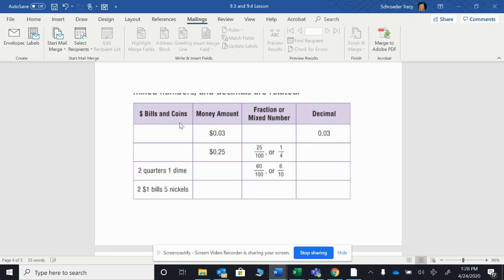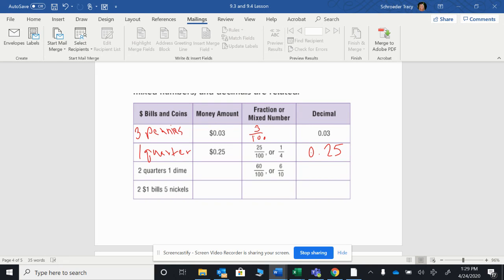So what ways could we make bills and coins or fraction for each part? I'm going to start here. If I have 3 cents, then I have 3 pennies. And if I write that as a fraction or a mixed number, I have 3 hundredths. In this case, I have 25 cents, or 25 out of 100, or reduced to 1/4. That could be 1/4. Or as a decimal, 25 hundredths.